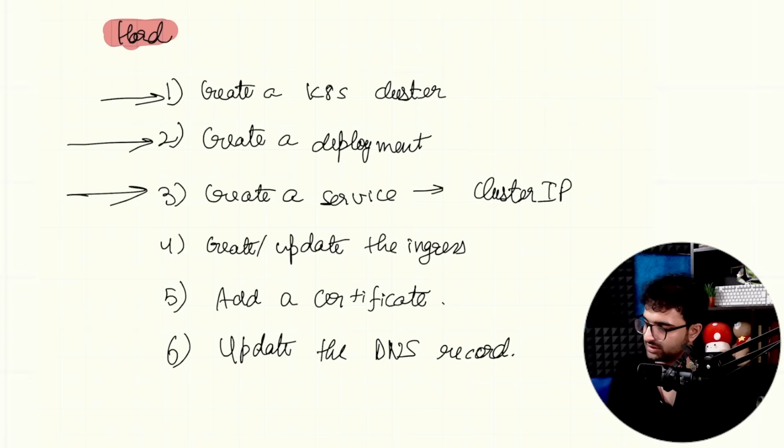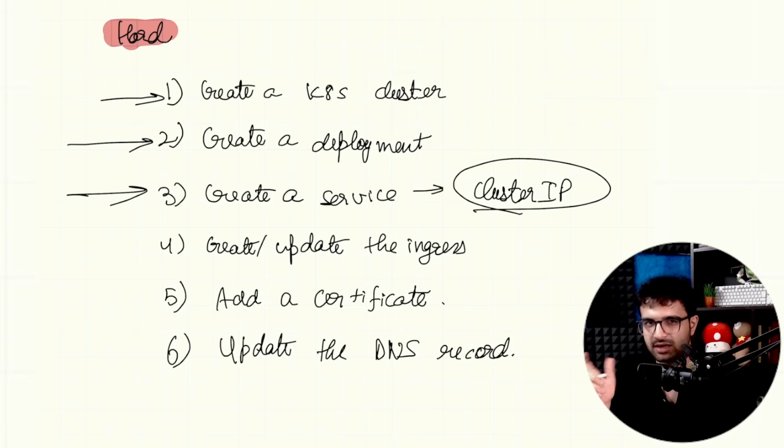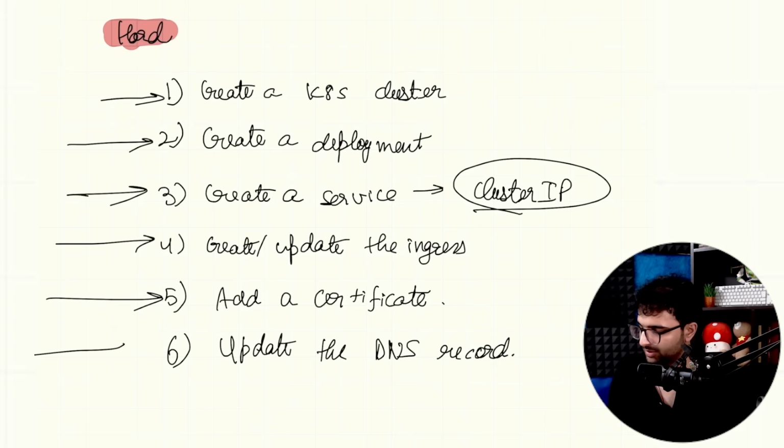I will be creating a service. The type of the service will be slightly different this time. I will be updating my ingress. I already have one, I just have to update it. I will be adding a certificate and lastly updating the DNS record. This is how I will eventually deploy this in production.